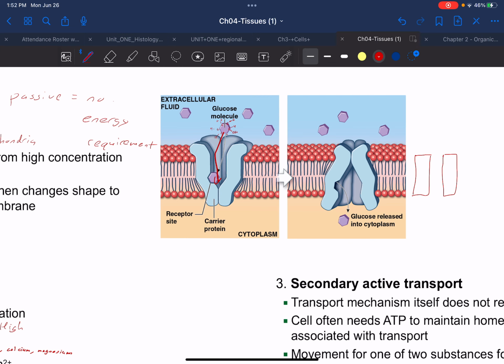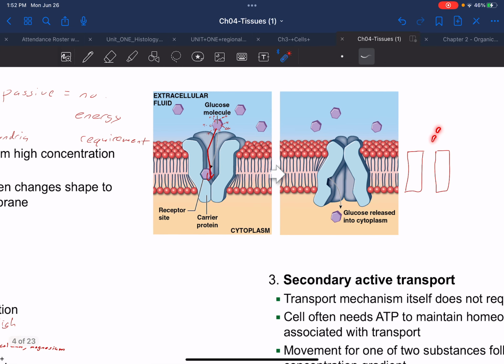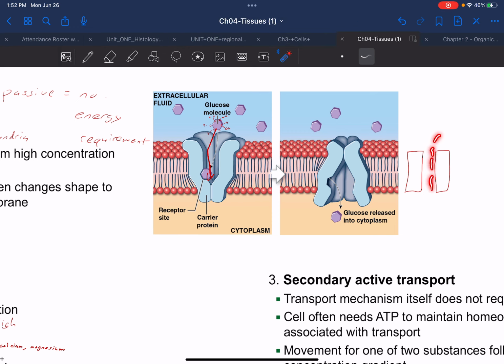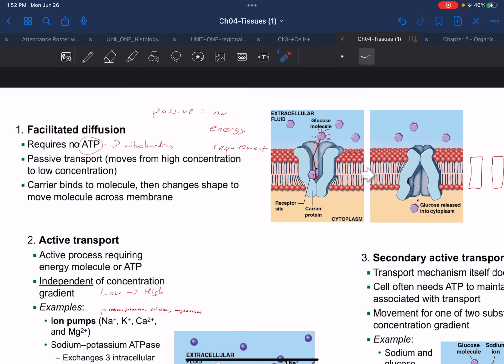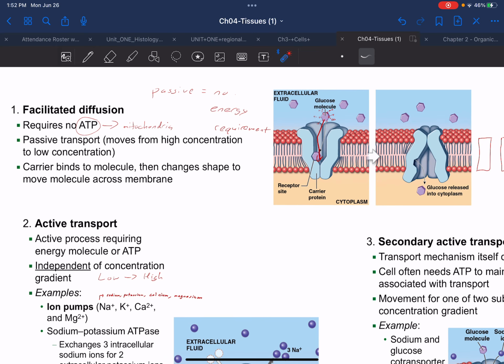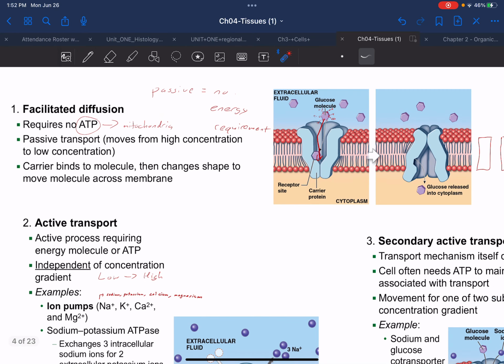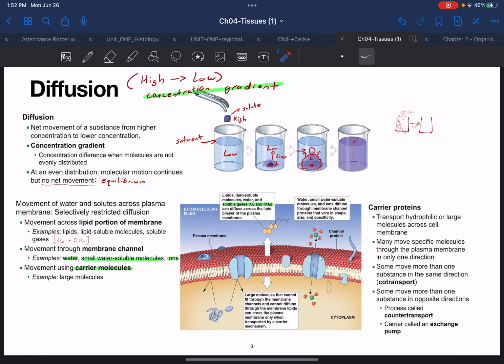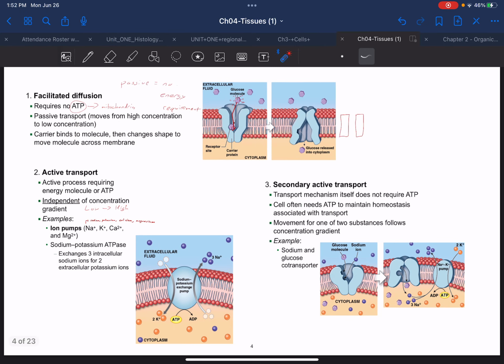Yes, and so like in the previous instance, we saw they just go right through like an open channel. That's the difference between a channel protein and a carrier protein. And so, what do we need to add now? Okay. Now, there are two concepts surrounding diffusion.